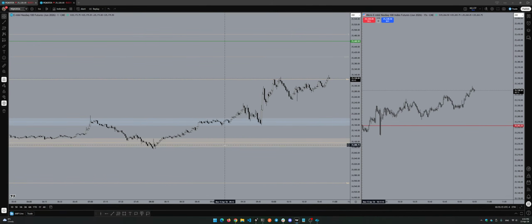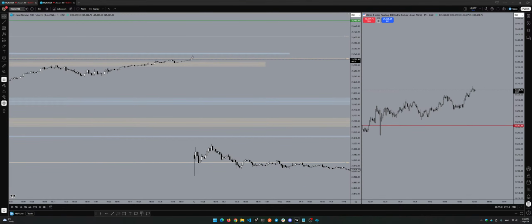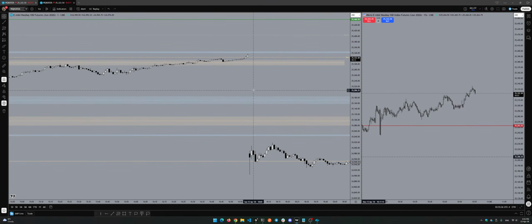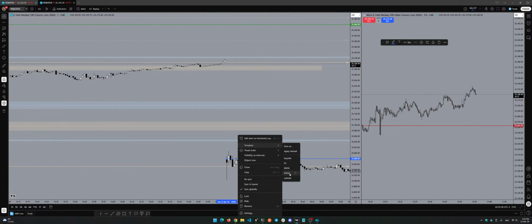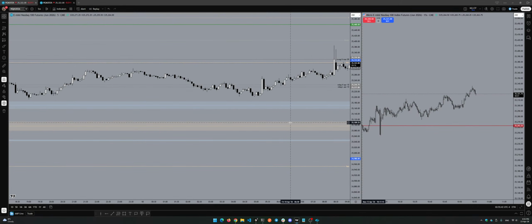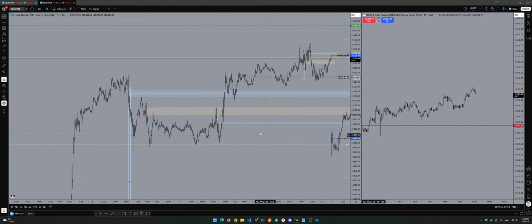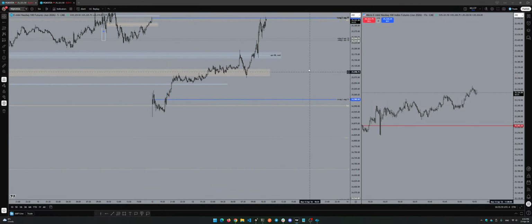I need to go and mark the new week opening gap, which I don't yet have on my chart. Unlock. Unlock. Save. Switching to the 5-minute to be able to see it. Oof. This is huge.